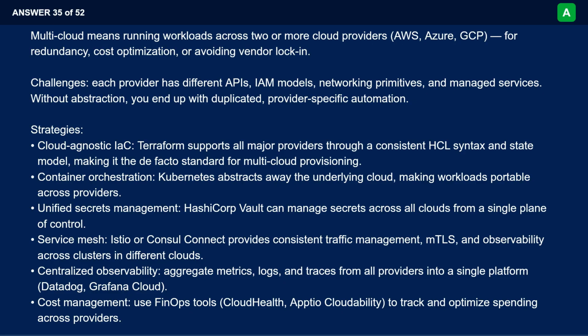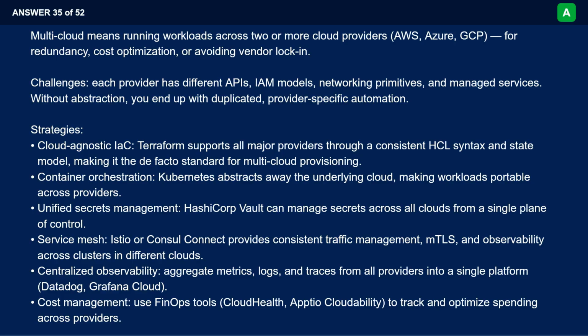Strategies: cloud-agnostic IaC. Terraform supports all major providers through a consistent HCL syntax and state model, making it the de facto standard for multi-cloud provisioning. Container orchestration. Kubernetes abstracts away the underlying cloud, making workloads portable across providers. Unified secrets management. HashiCorp Vault can manage secrets across all clouds from a single plane of control.